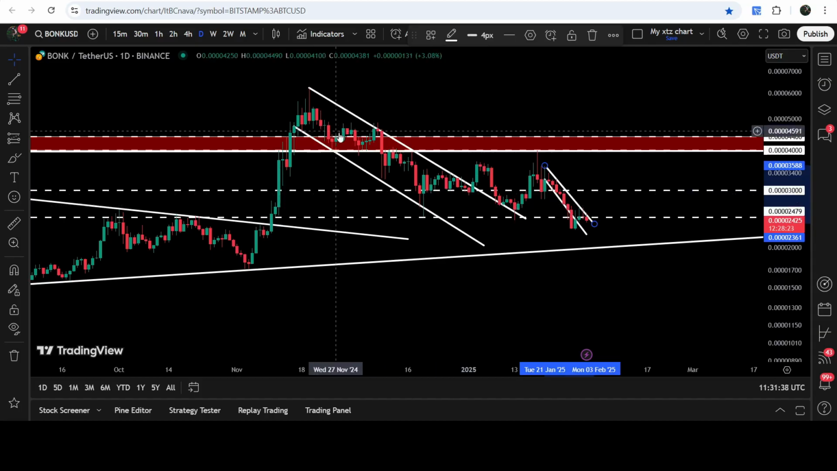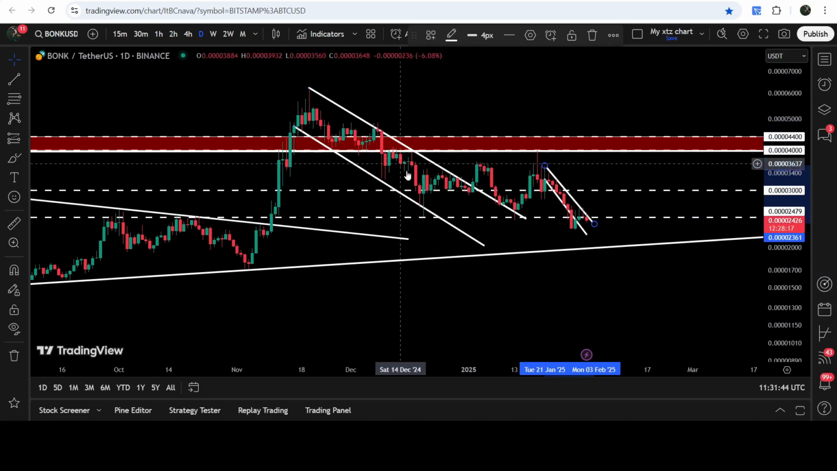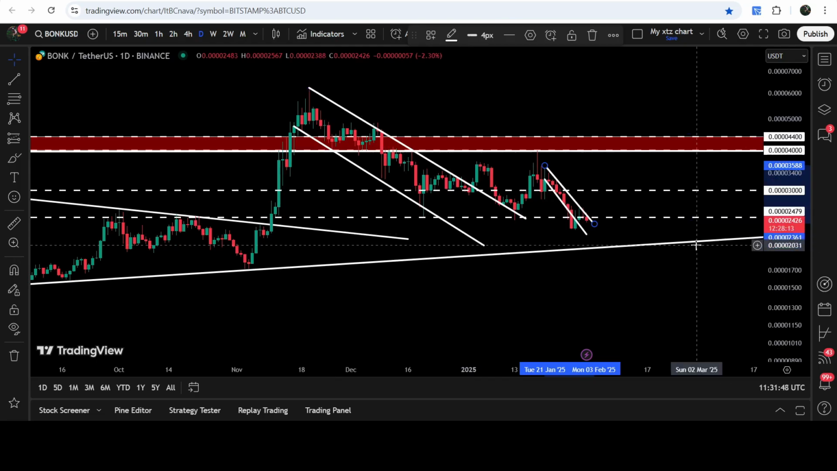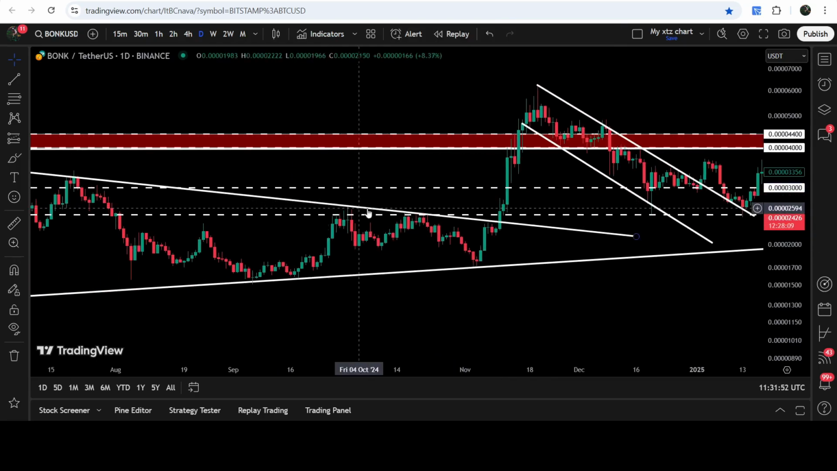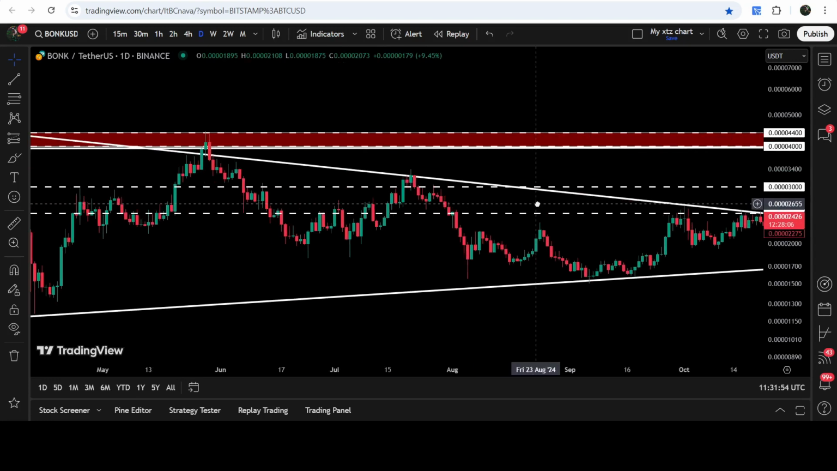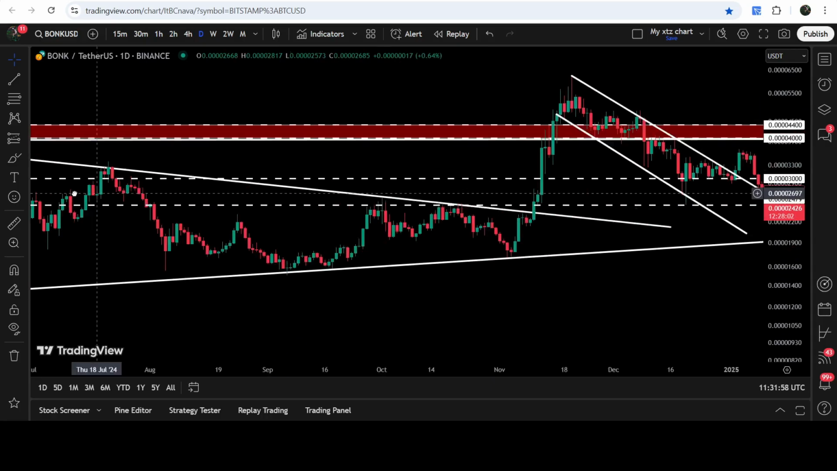And I've been telling you in my previous videos that this support will be very significant because this is the recent swing low point before the breakout from this down channel. That was here at point 0.000247. It worked as support here, support here. Before that, it was breaking at the resistance here. And even before that, it was working as a support here and resistance here as well.